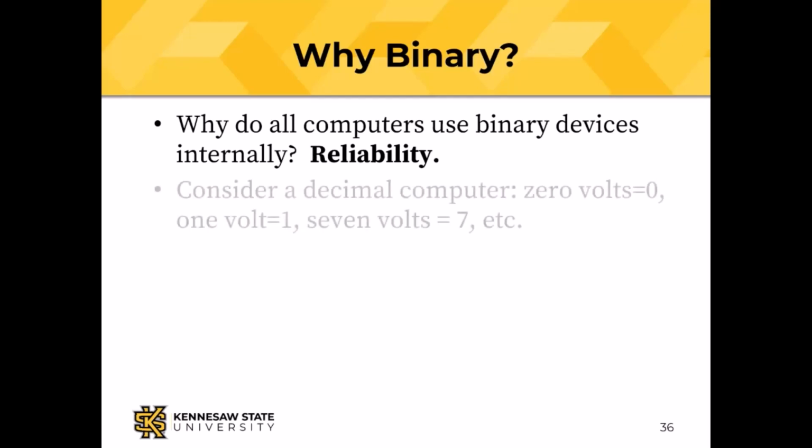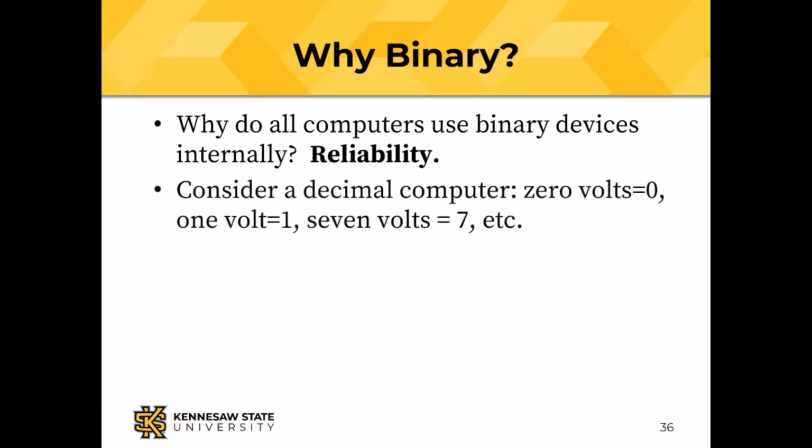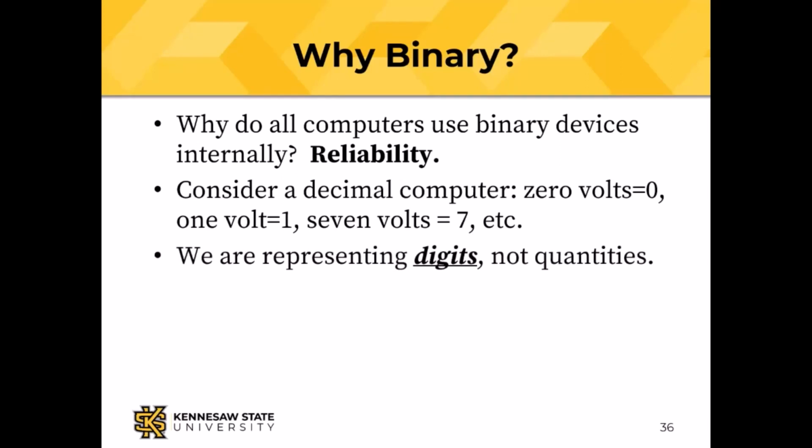All right, so reliability. Let's think about making a decimal computer. I need to represent quantities with electric signals, right? So I might say I'm going to let a signal of 0 volts represent the number 0, 1 volt represent the number 1, 7 volts represent the number 7, and so on, right? And that starts out seeming very reasonable. But remember, we're representing digits. I'm not representing continuous quantities. I'm representing either a 0 or a 1 or a 2 or a 3.